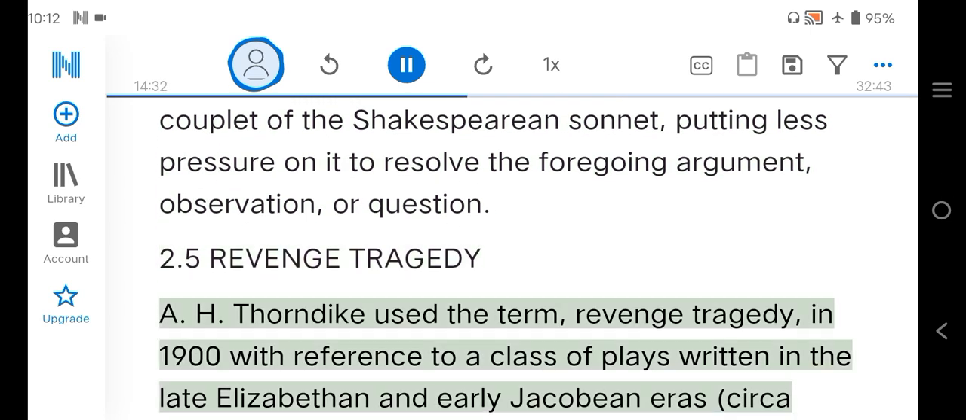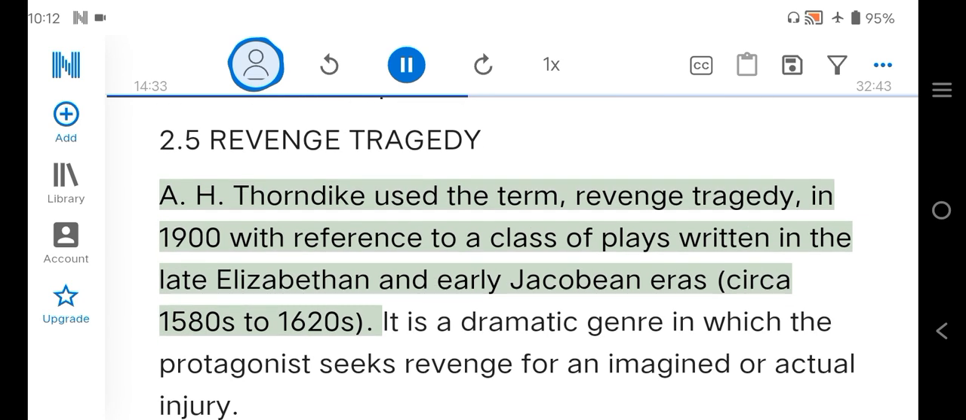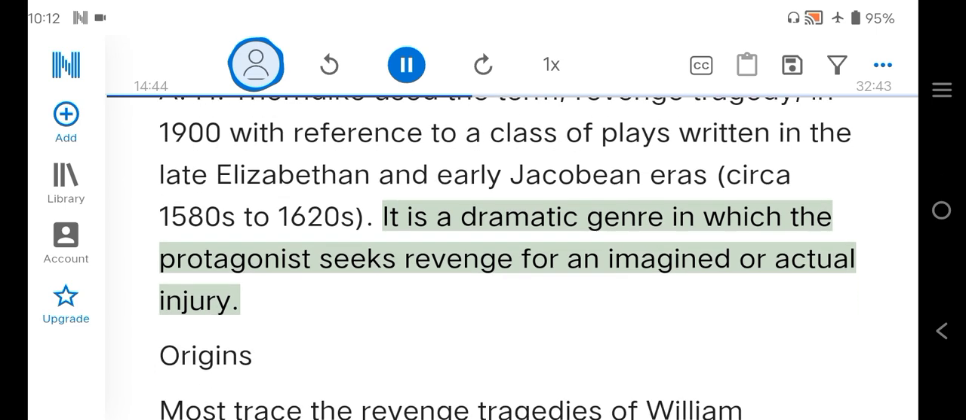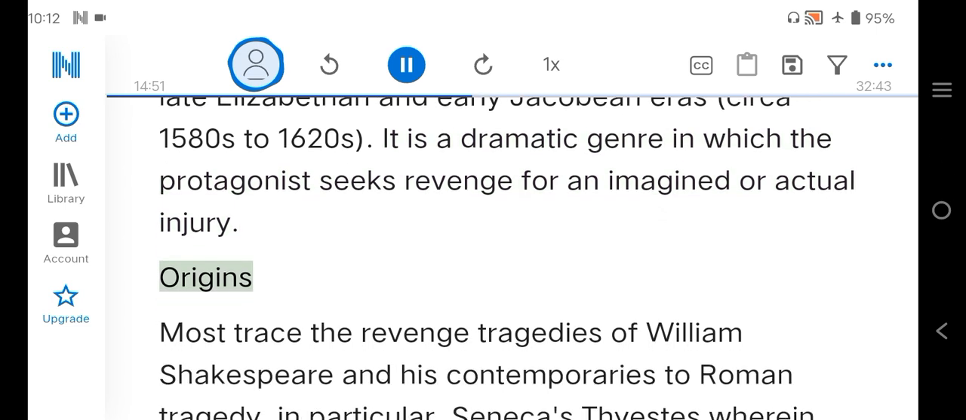2.5 Revenge tragedy. A. H. Thorndike used the term revenge tragedy in 1900 with reference to a class of plays written in the late Elizabethan and early Jacobean eras, circa 1580s to 1620s. It is a dramatic genre in which the protagonist seeks revenge for an imagined or actual injury.